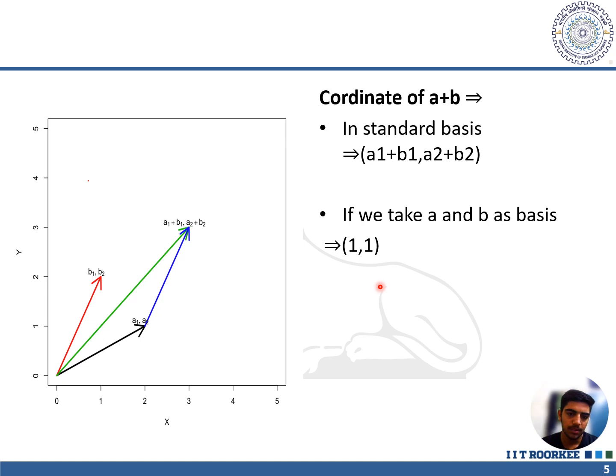So the idea here is how the coordinates are changing. Our problem is that if we change the basis, how do we find the coordinates of the same vector? If we know the coordinates in one basis system, which we have taken as the standard basis in this example, how do we find the coordinates if we change the basis? This is the main motive of this discussion.